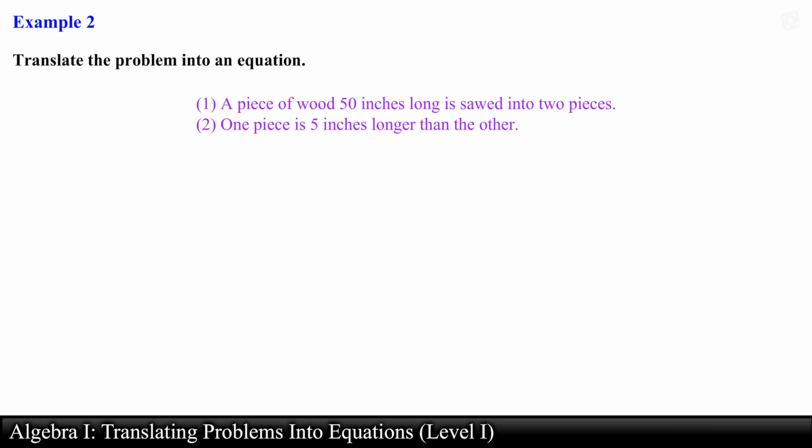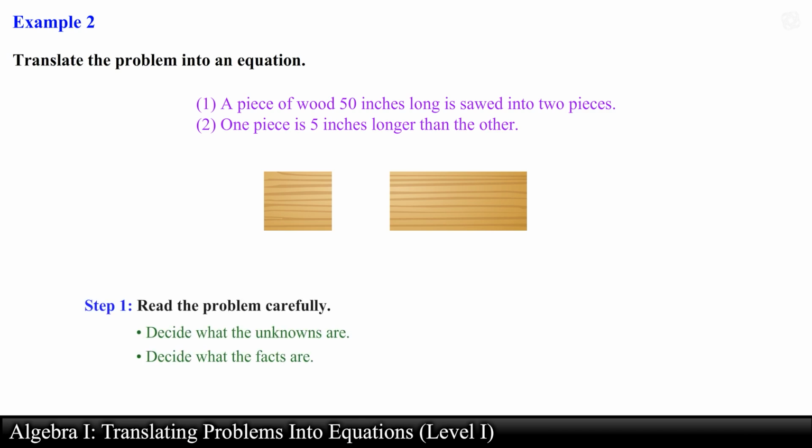A piece of wood 50 inches long is sawed into 2 pieces. One piece is 5 inches longer than the other. If a word problem involves lengths or distances, a sketch can help you visualize and analyze the problem. So feel free to use your artistic skills when solving word problems. Alright, let's start with step 1. We first need to identify our unknowns.